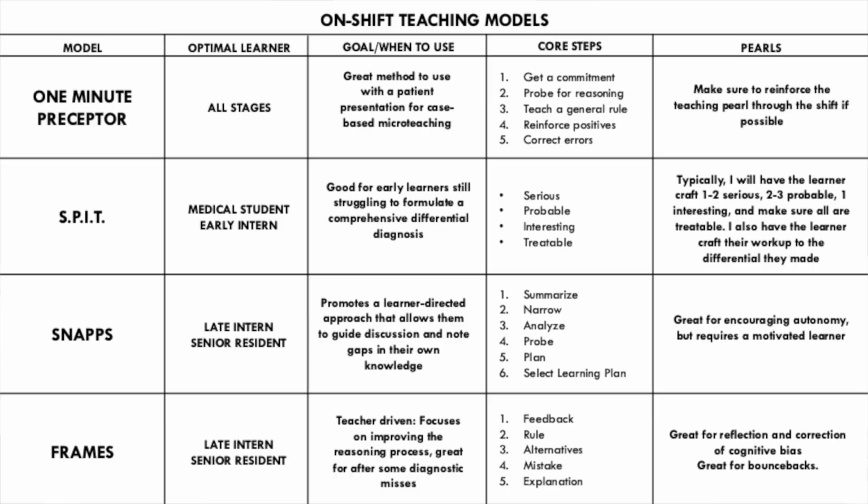Lastly, we focused on FRAMES, which is focused primarily on correcting a previous mistake and providing feedback. So this is good for those later learners as well. It's primarily faculty and educator driven, where you are giving the feedback in a way that's receptive for the learner. This stands for Feedback, Rule, Alternatives, Mistake, and Explanation. And this is great for reflection, prevents cognitive bias, and is good for bounce backs.